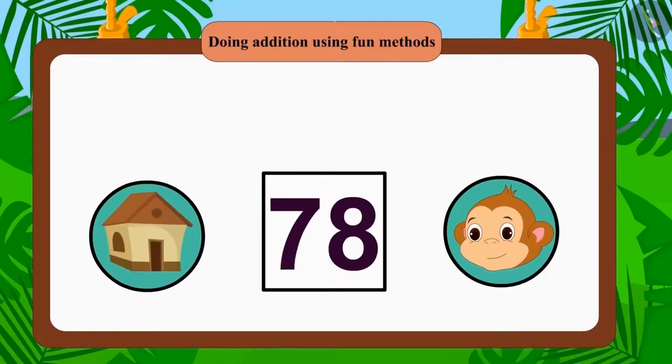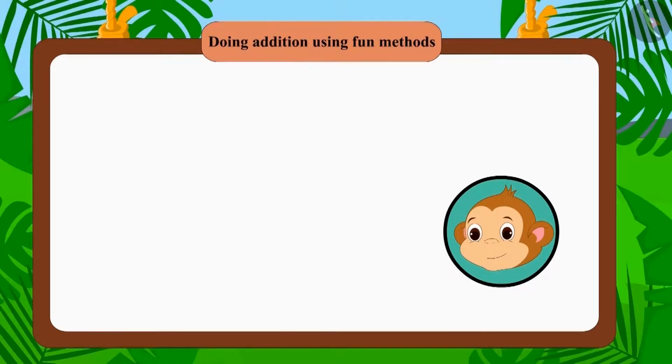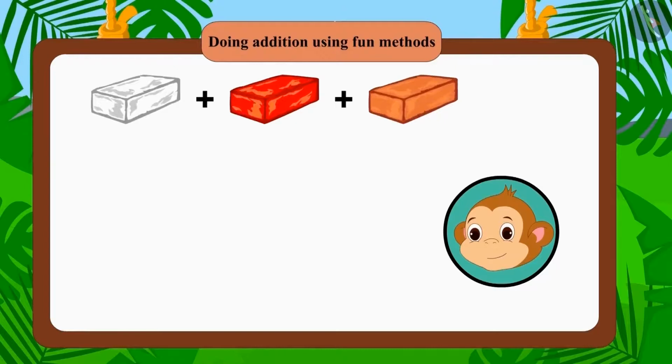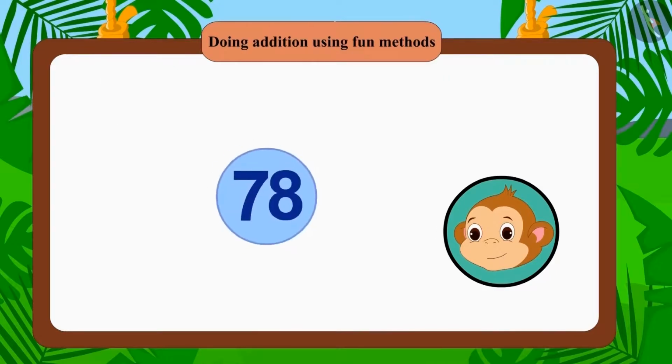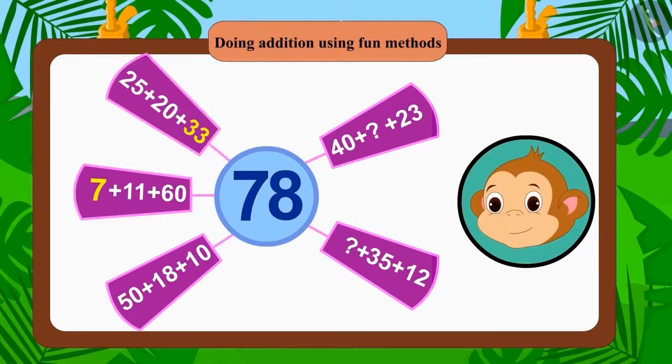Babban built a very simple house using only 78 bricks. He used 50 white colored bricks, 18 red colored bricks, and 10 brown bricks. Can Babban make a house with different combinations of white, red, and brown bricks and still use a total of 78 bricks? Let's complete this table and find the answer to this question. Well done, children. This table is filled in the right way.